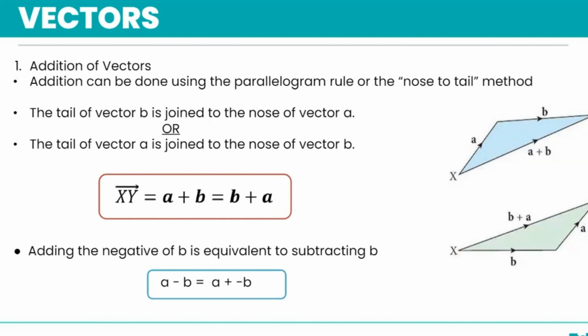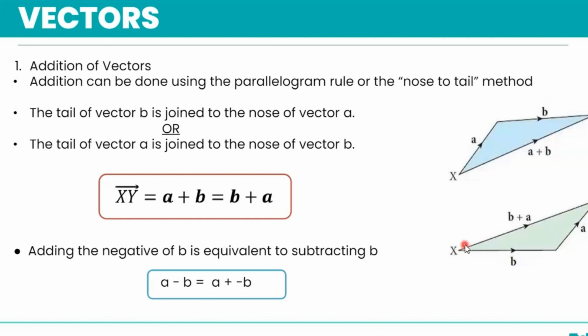To get from X to Y, we can also connect the nose of vector B to the tail of vector A. And then how we would work out the answer, or what we call the resultant vector, that's the vector A plus B, is that you would connect the tail of your first vector to the nose of your second vector. So you would go from X to Y directly. And here it's the same thing. You would connect the tail of your first vector to the nose of your second vector.